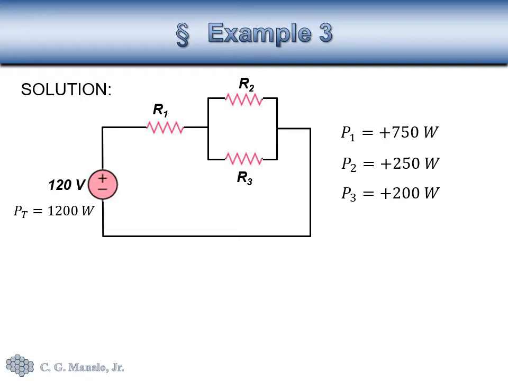If we total the power that is absorbed by the three unknown resistances, that will give us a power of 1200 watts. Now, take note that resistances do not supply power, they only absorb power, and that power will come from the source, which is 120 volts. So that's why the source here is actually giving out power, and this power can be considered negative power with respect to the source.